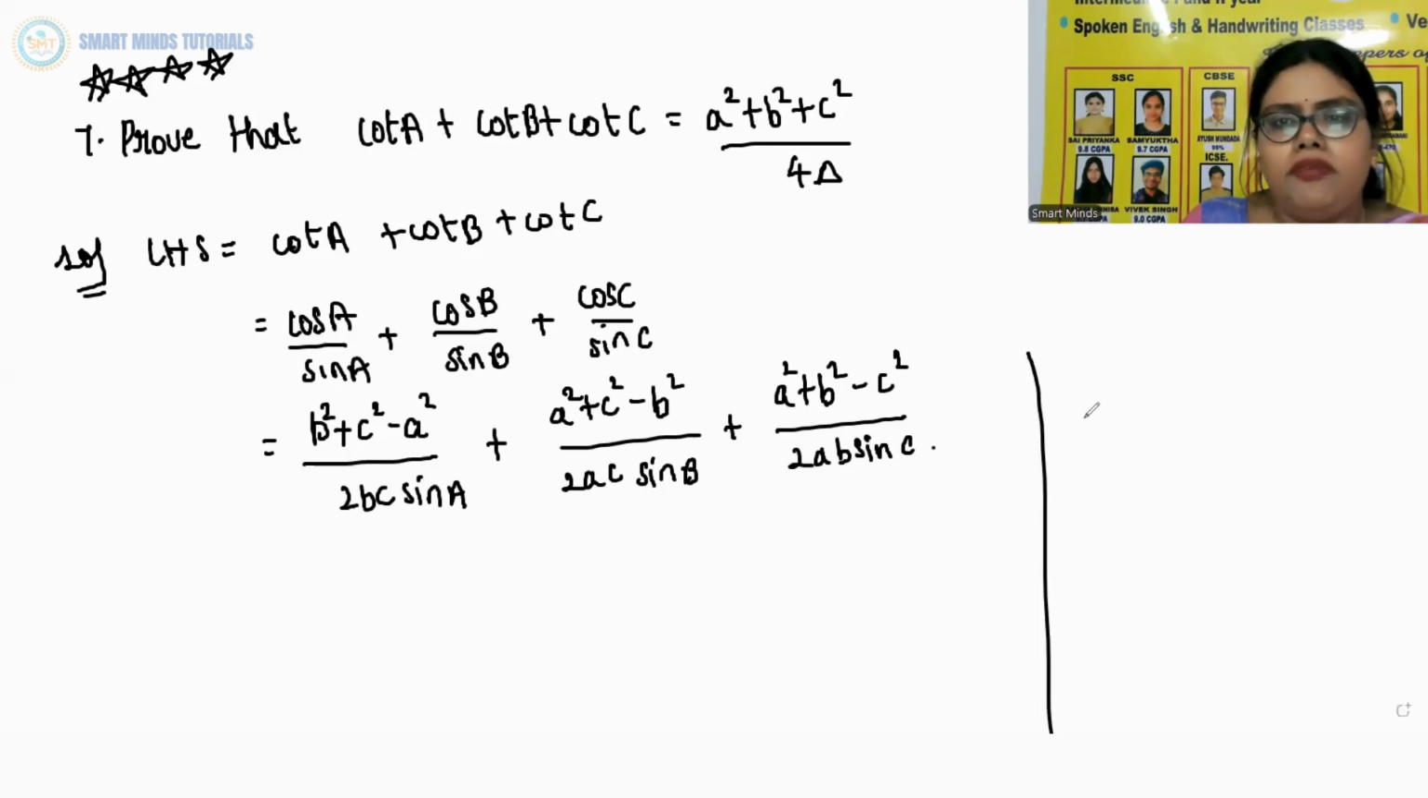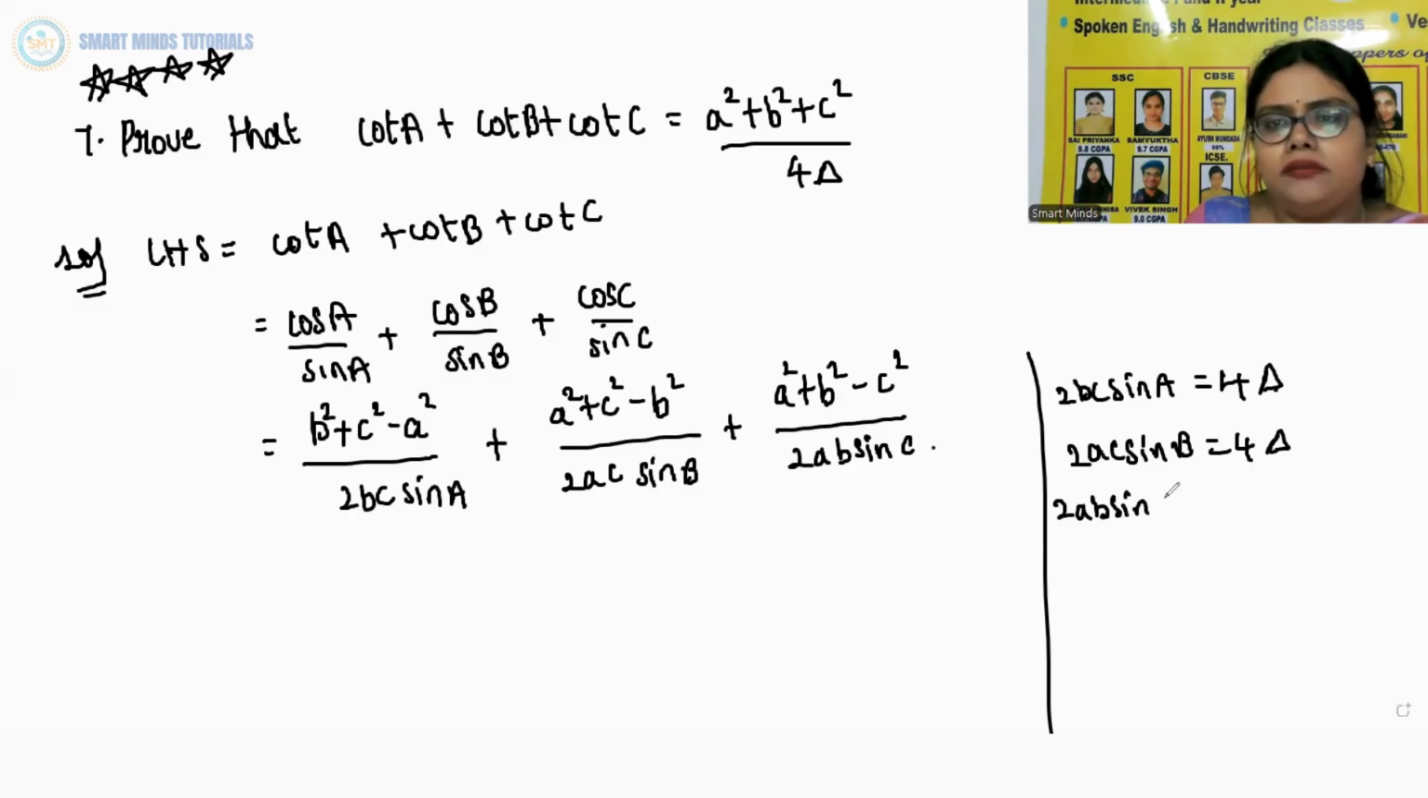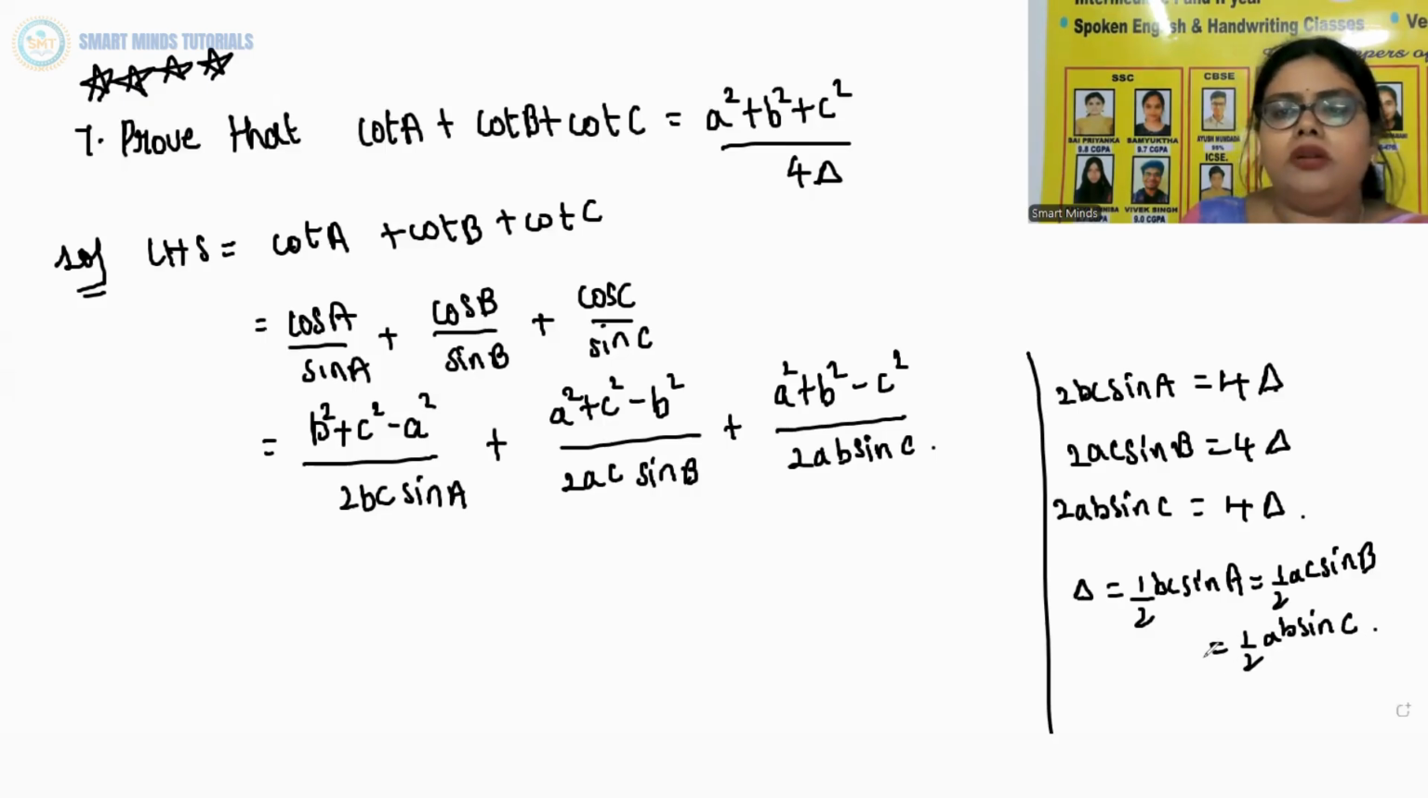But from the formulae we know that 2BC sine A is 4 delta, and 2AC sine B is 4 delta. 2AB sine C is 4 delta. Because delta is equal to half BC sine A and half AC sine B. And also it is equal to half AB sine C. So that's why we got 2BC sine A as 4 delta.